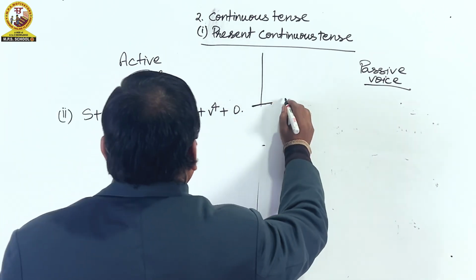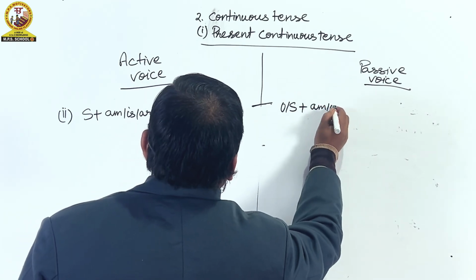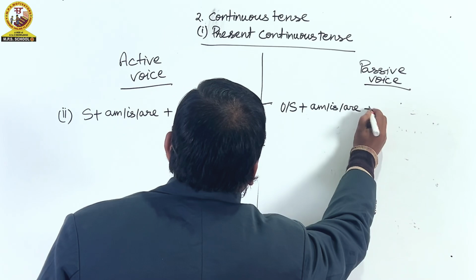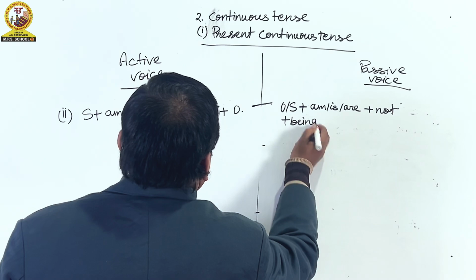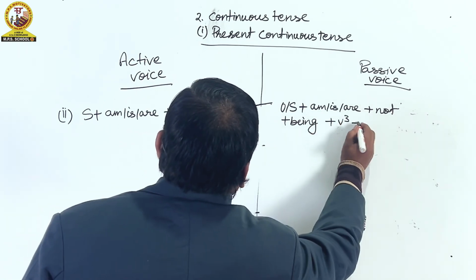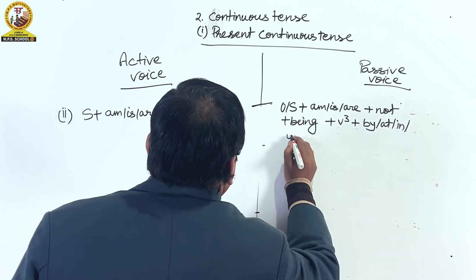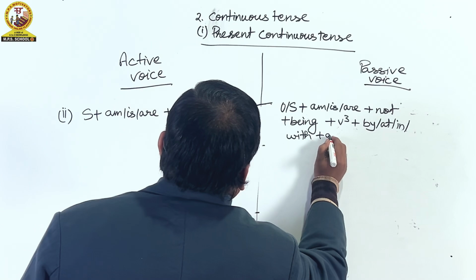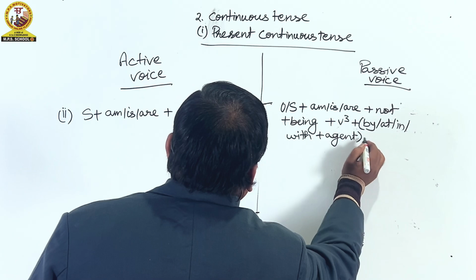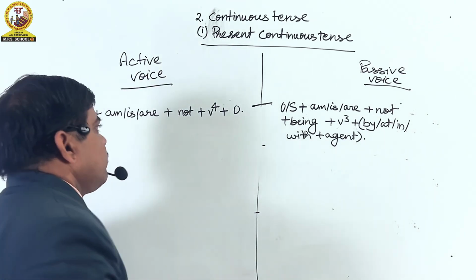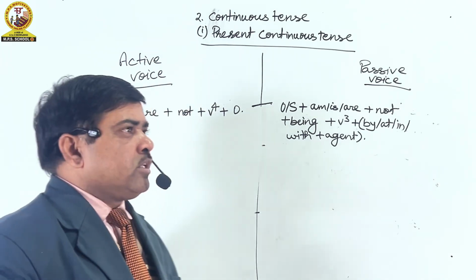Its passive voice will be: object as subject plus am/is/are plus not plus being plus V3 plus by/at/in/with plus agent, full stop. This structure formula is used to make negative sentences in present continuous tense.